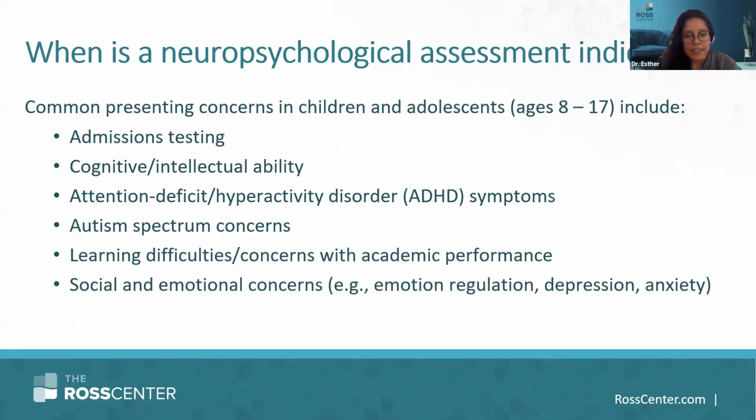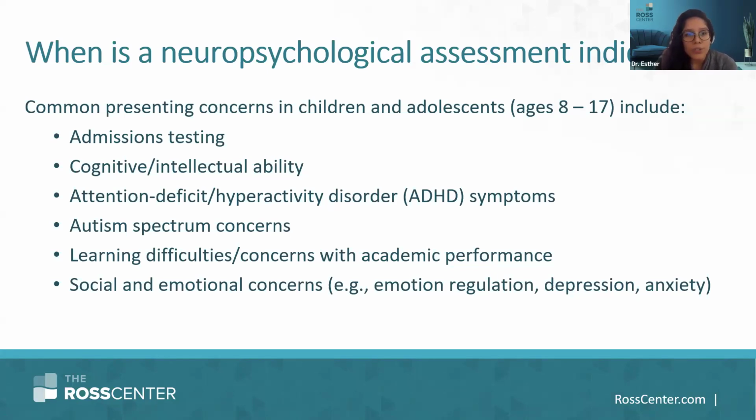For kids and teens, in general, we see ages 17 and under. This could include admissions testing, so looking at just cognitive abilities for admissions into schools. We also assess for cognitive and intellectual ability. A lot of times, kids and teens are also presenting for concerns for ADHD symptoms, again, difficulty with attention, working memory, executive functioning. We do also administer testing for autism spectrum concerns in kids and teens.